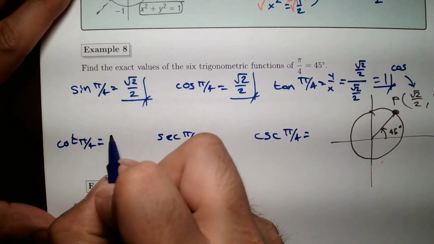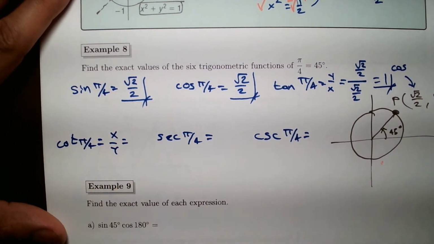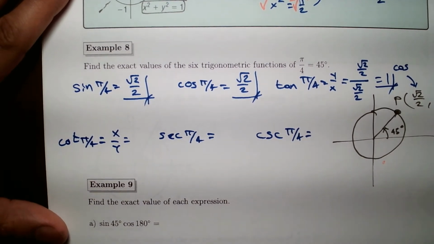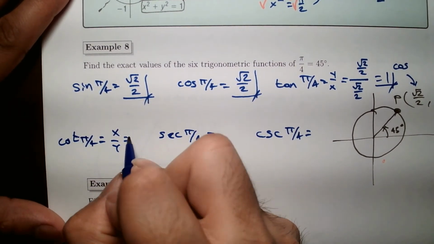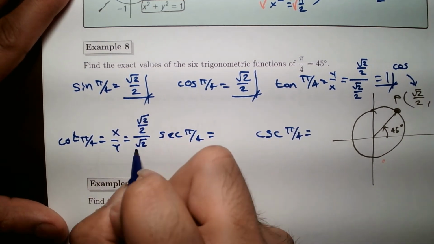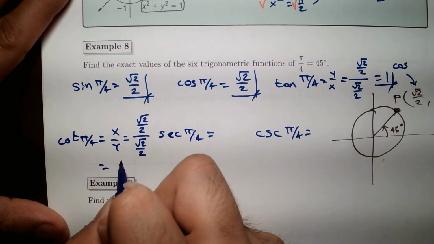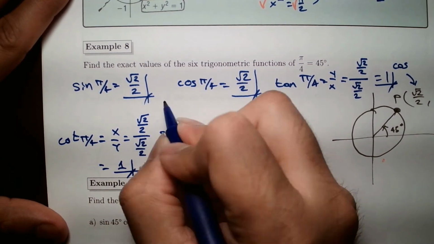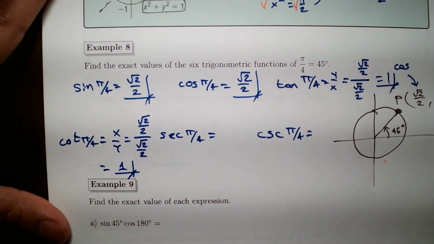Cotangent, which is x over y, on the other hand, well, what do we have? X over y, which is square root of 2 over 2 over square root of 2 over 2, and that's also 1 because same number divided by itself, that's 1.